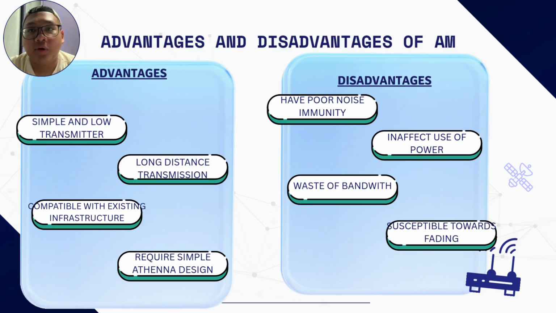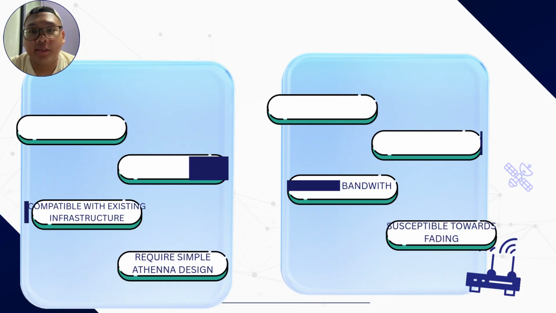However, AM also has certain disadvantages. It suffers from poor noise immunity, meaning static and interference can easily affect the signal. AM uses power inefficiently because the carrier signal consumes energy but does not carry any information. It wastes bandwidth compared to more modern modulation techniques. And lastly, AM signals are susceptible to fading, especially due to atmospheric changes. Understanding both sides helps us evaluate where AM is suitable and where other modulation schemes may perform better.